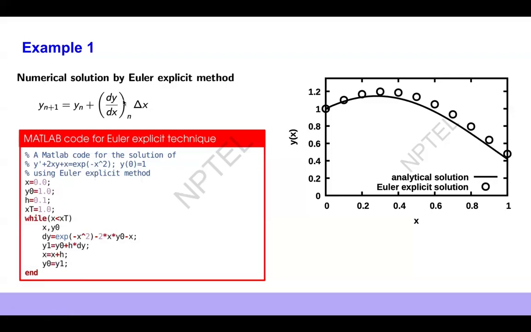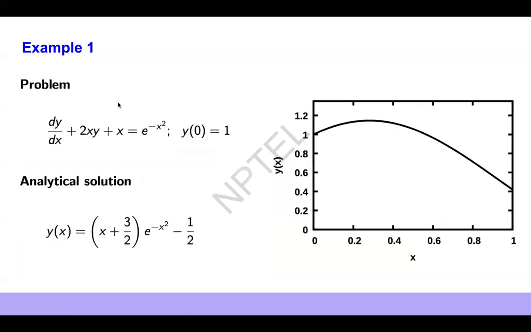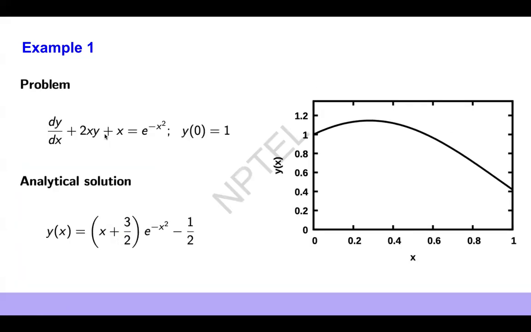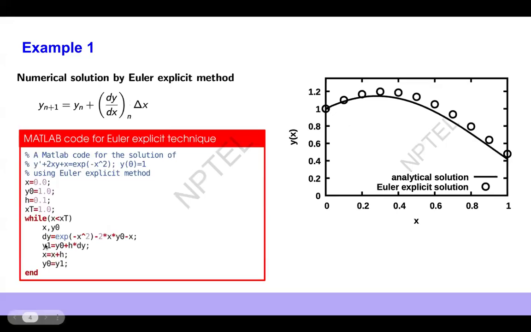Now we need to compute dy by dx. You directly get it from this formula. You can take this 2xy and x to the other side. So dy by dx is equal to minus 2xy minus x plus e raised to minus x square. That is the formula. See, that is exactly what is here. You first calculate dy by dx, which is exponential of minus x square minus 2x minus 2xy minus 5. You calculate the derivative there.